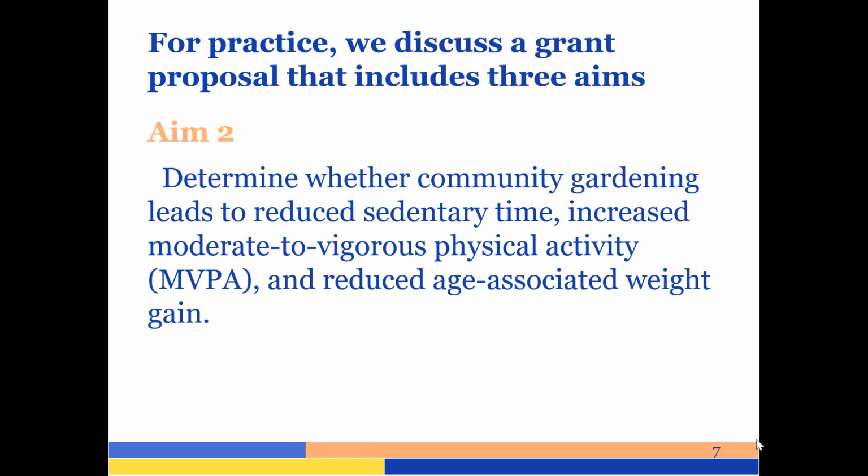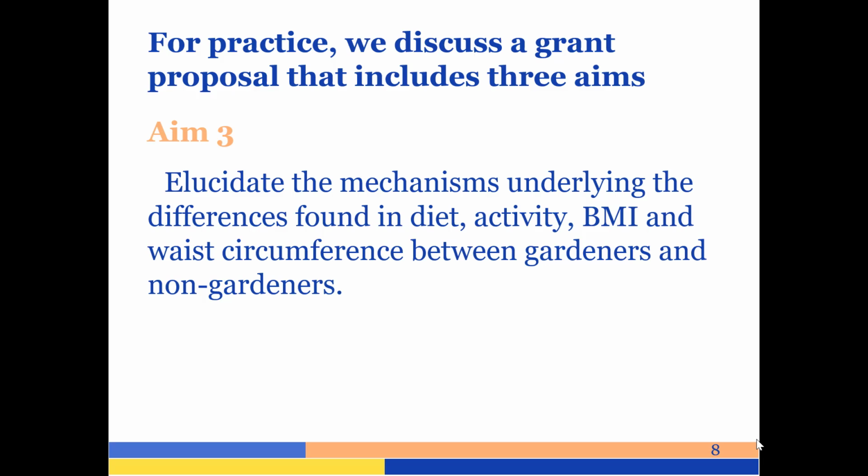The second aim looks to see if community gardening leads to reduced sedentary time and increased physical activity and reduced age-associated weight gain. This sounds like it would be a multivariate analysis. And finally, the third aim is to explain why there are differences found in diet, activity, BMI, and waist circumference between those that take part in community gardening and those that do not.